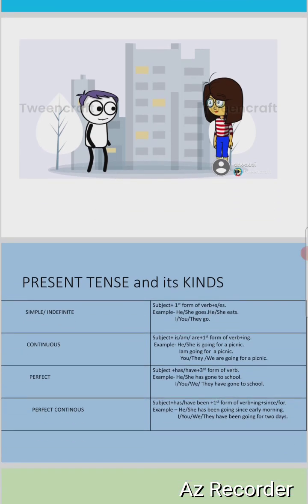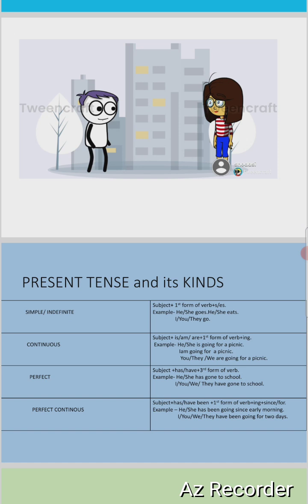Now, the present tense. The present tense and its kinds. It has got 4 kinds: simple or indefinite, continuous, perfect, and perfect continuous. In the present simple, we use the subject and the first form of the verb, or we add es to the verb. For example, he or she goes, he or she eats, and with the plural I, you, or they, we say they go.